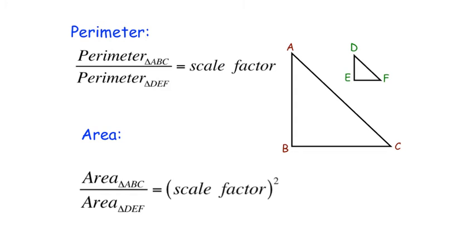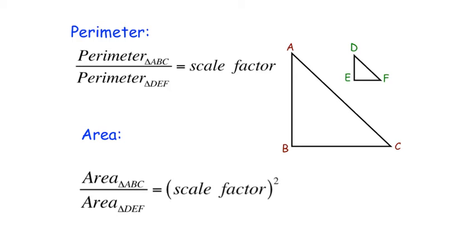There's actually a little bit more to it than that. If you add up all the side lengths of triangle ABC, you get the perimeter. That's how far around you would go if you walked around the triangle. You could do the same thing and get the perimeter for triangle DEF. If you divide the perimeter of the large triangle by the perimeter of the small triangle, you would get, once again, this scale factor, how much larger the big triangle is compared to the smaller triangle.